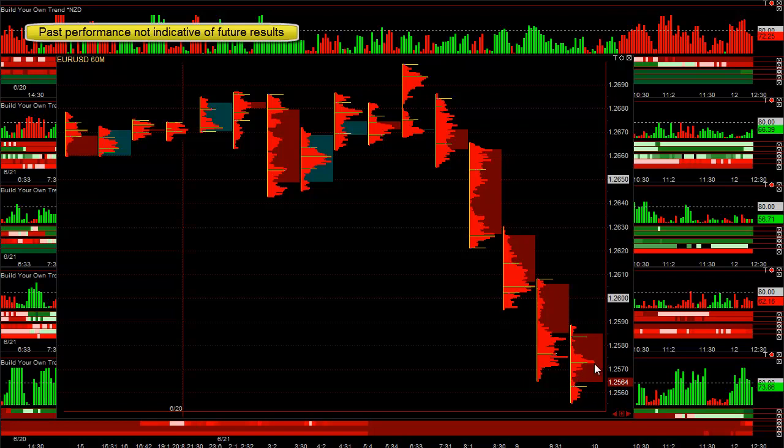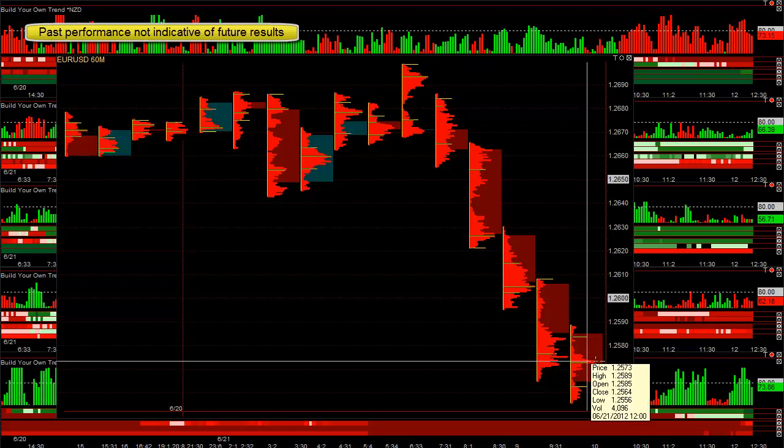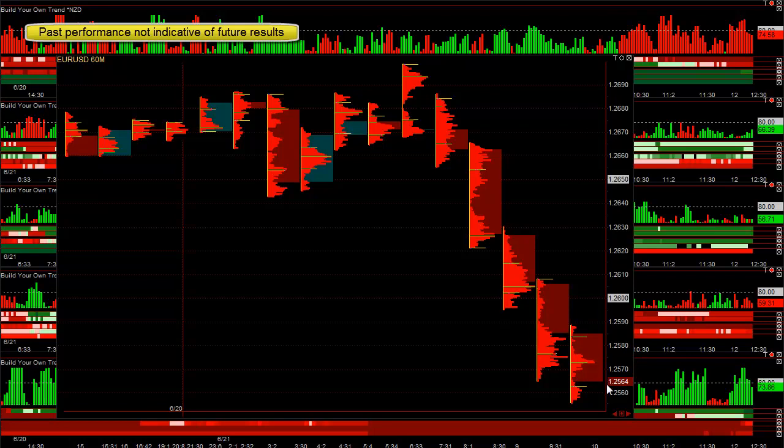Right now you can see the point of control is right here at 2573. It's about 9 pips underneath there, and this updates every 5 seconds live. It's a very processor intensive application, so we only have it update every 5 seconds.